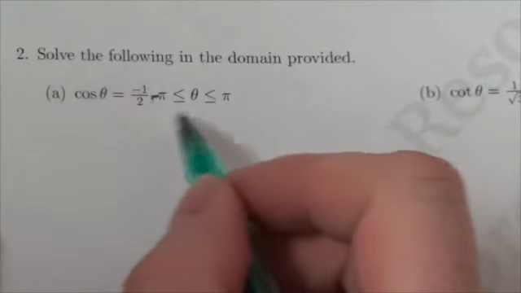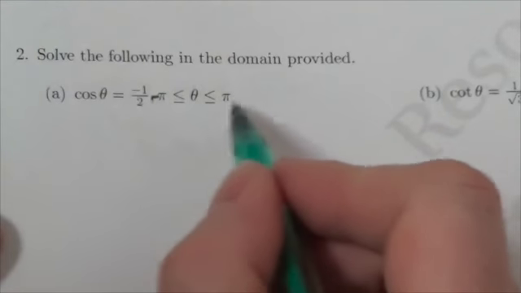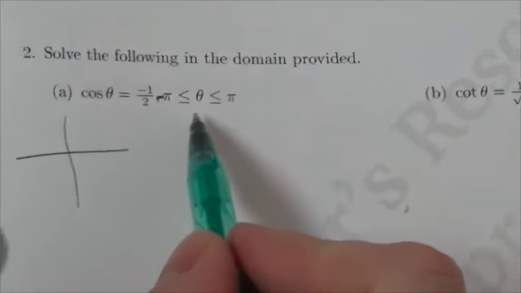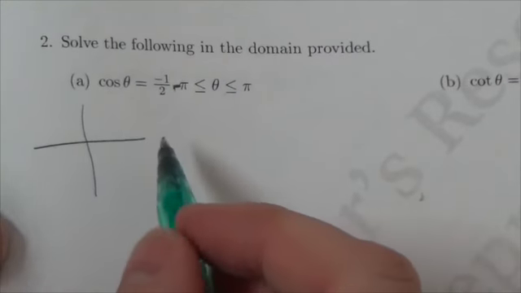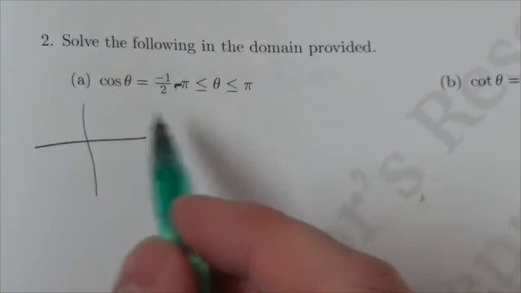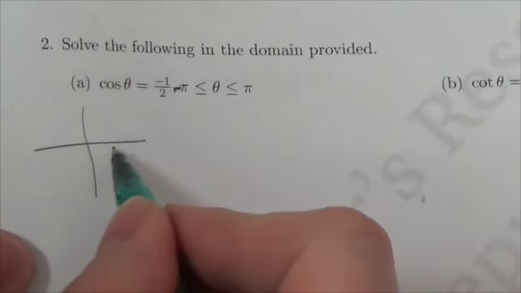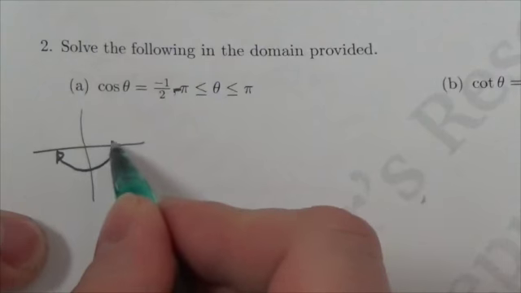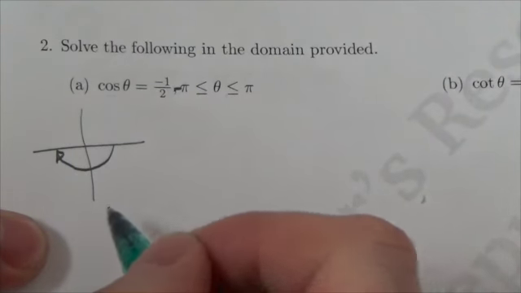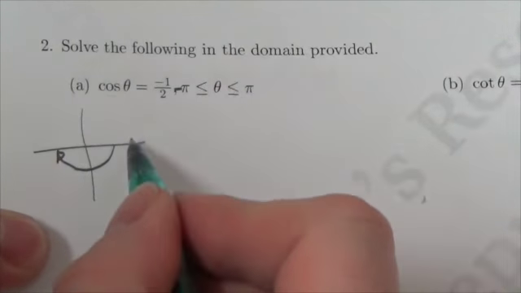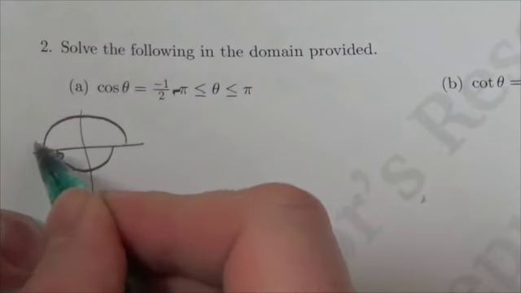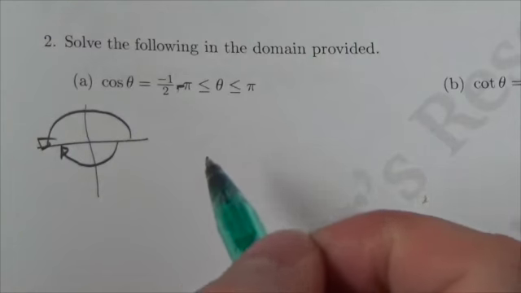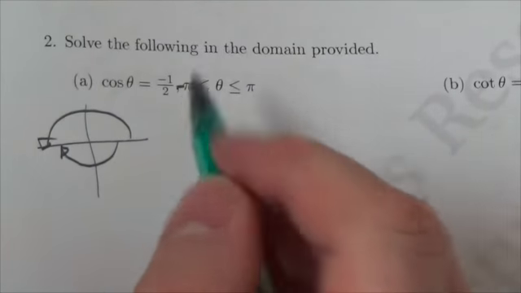Now, another one of the things that you've got to be comfortable with is, what is this telling me right here? Well, this negative pi to pi is essentially telling me the domain over which this equation is supposed to hold. So a negative pi looks like this, a rotation from the positive x-axis clockwise, half of a rotation, out to positive pi would look like this. Okay, so I've got two parts to this domain, this negative part and this positive part.